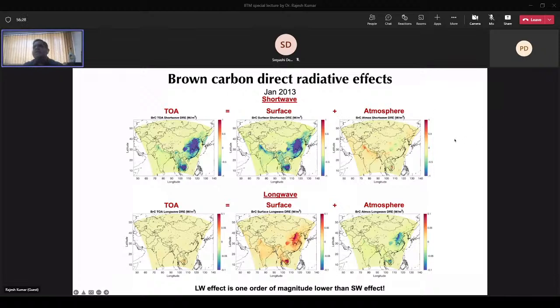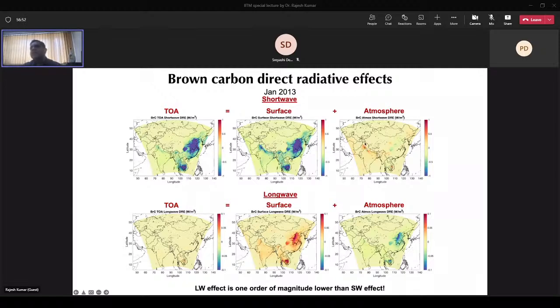Second thing that we notice is that the brown carbon has a warming effect in the atmosphere because it is absorbing solar radiation, and that effect is stronger over the Indo-Gangetic plain compared to anywhere else in the domain. This may also be partially related to the fact that we are using the simulations from January.